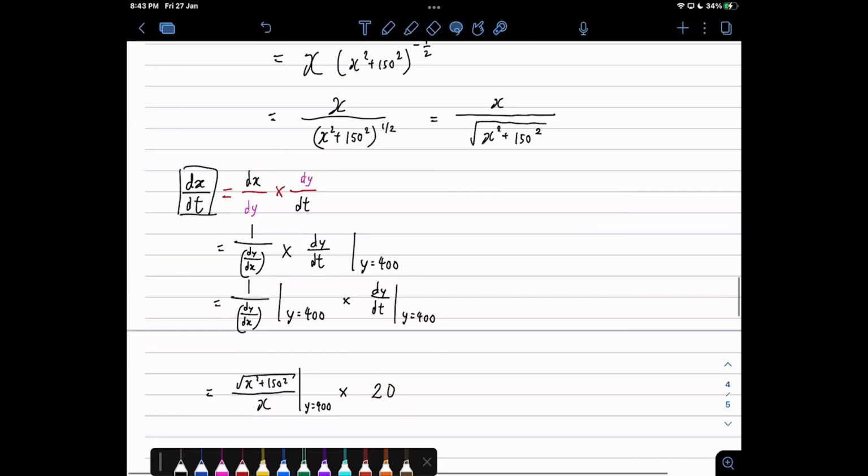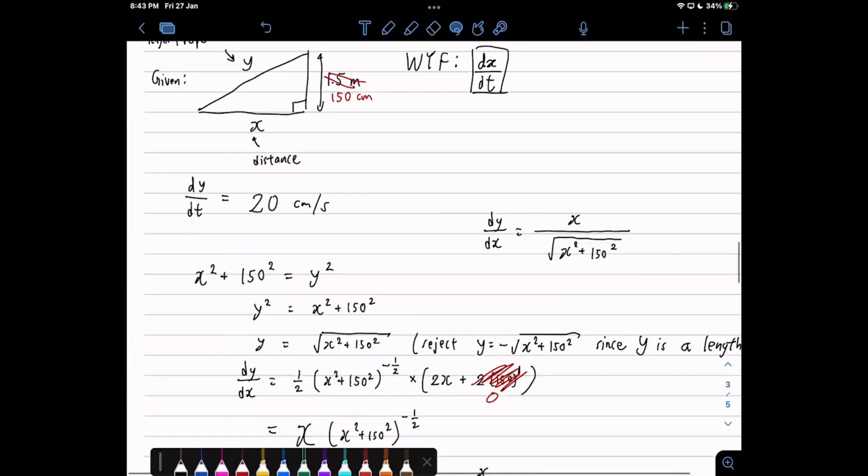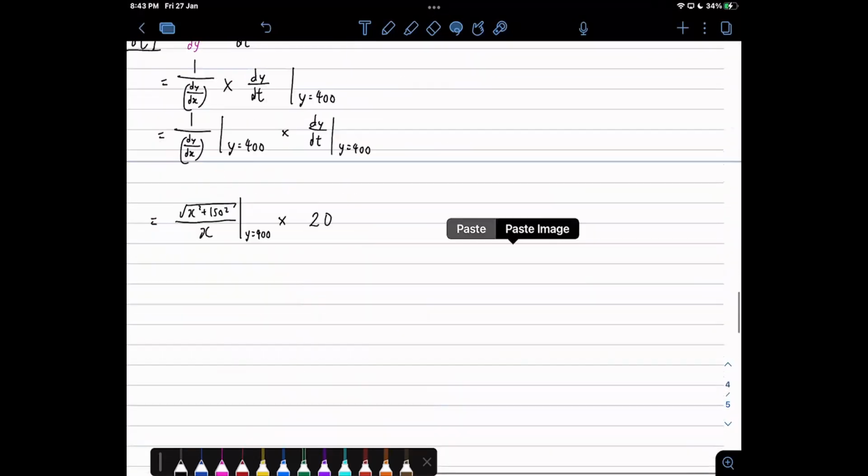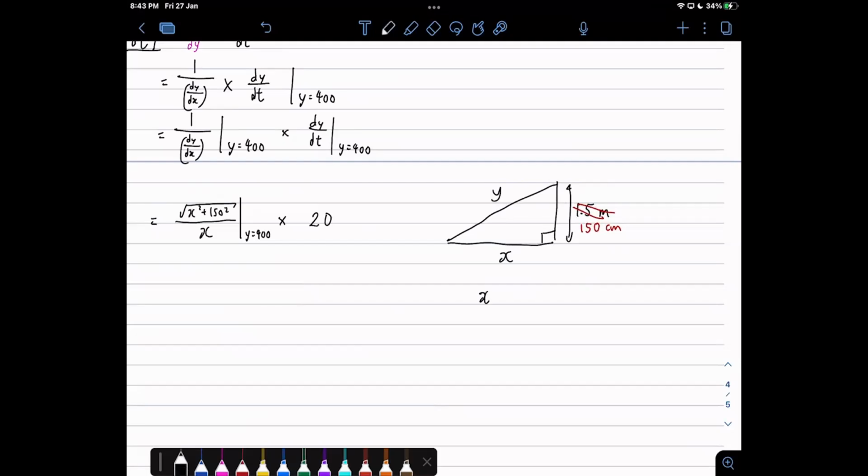Let me copy down the diagram first. Sub y equals 400 into the equation using the Pythagoras theorem. You make the equation, then after you sub y equals 400, you solve for x, then you sub the x value inside. Very good, exactly. So let's just make x the subject first.